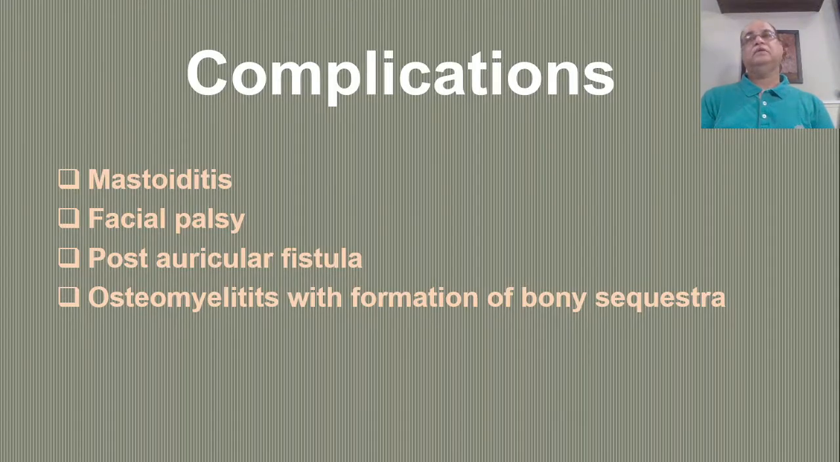and the fallopian canal. If it is necrosed, the facial nerve will be exposed and facial nerve palsy may occur in tuberculous otitis media. Similarly, mastoiditis can lead to mastoid abscess, and then it can rupture, leading to post-auricular fistula, and osteomyelitis can lead to formation of bony sequestra.